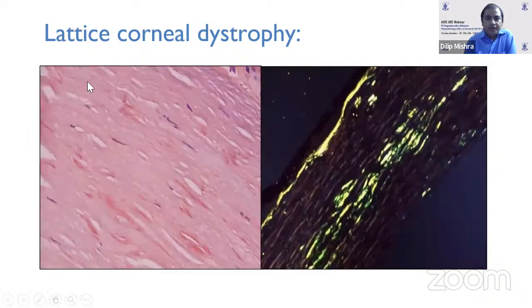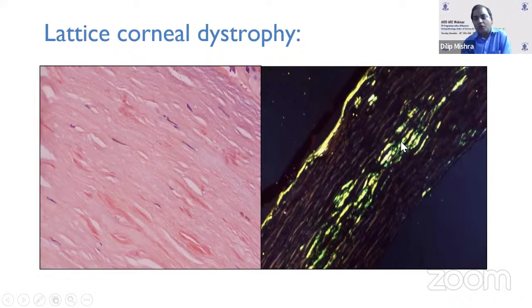For that, I did Congo red stain. So Congo red stain shows a congophilic salmon pink or orange color stain in between the lamella of the cornea. And if you see under the polarizer, there is refractile or apple green birefringence, also called dichroism. So this confirms it is an amyloid deposit, and amyloid deposit in the cornea like this is lattice dystrophy. Another condition where you get amyloid deposition in the cornea is GDLK.